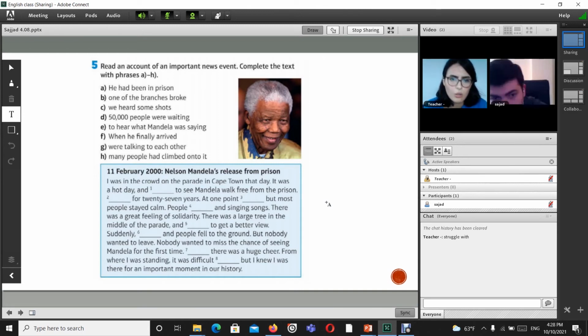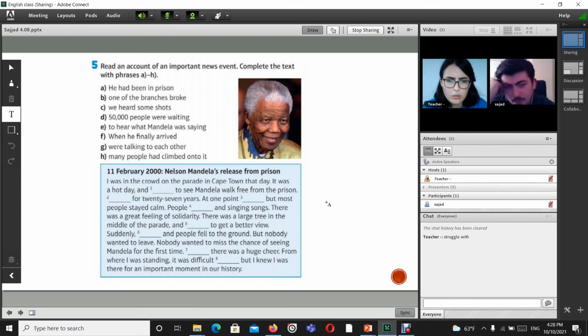Okay, all right. So, tell me from number one. Number one, it was a hot day, and when he finally arrived to see Mandela walk free from the prison, he had been in prison for 27 years. At one point, we heard some shots, but most people stayed calm.